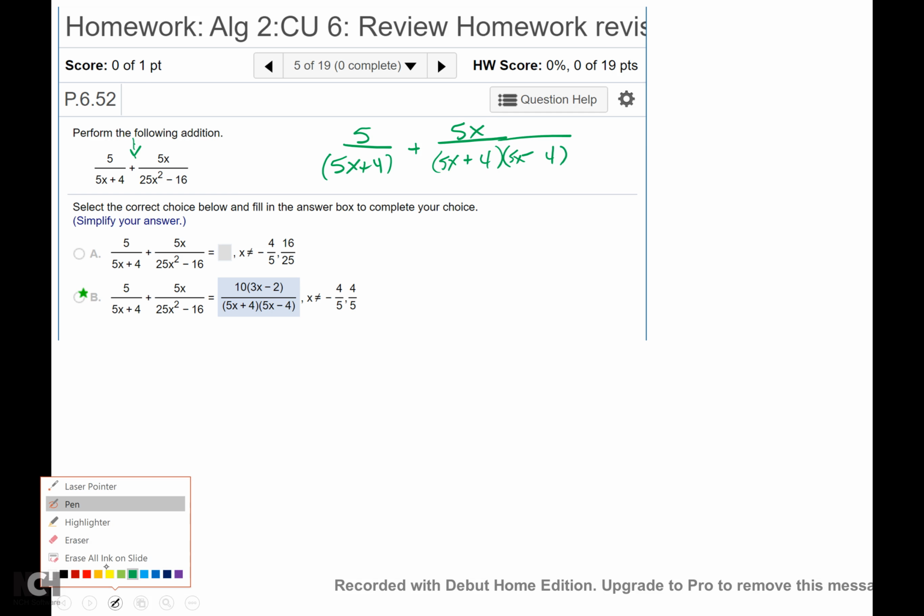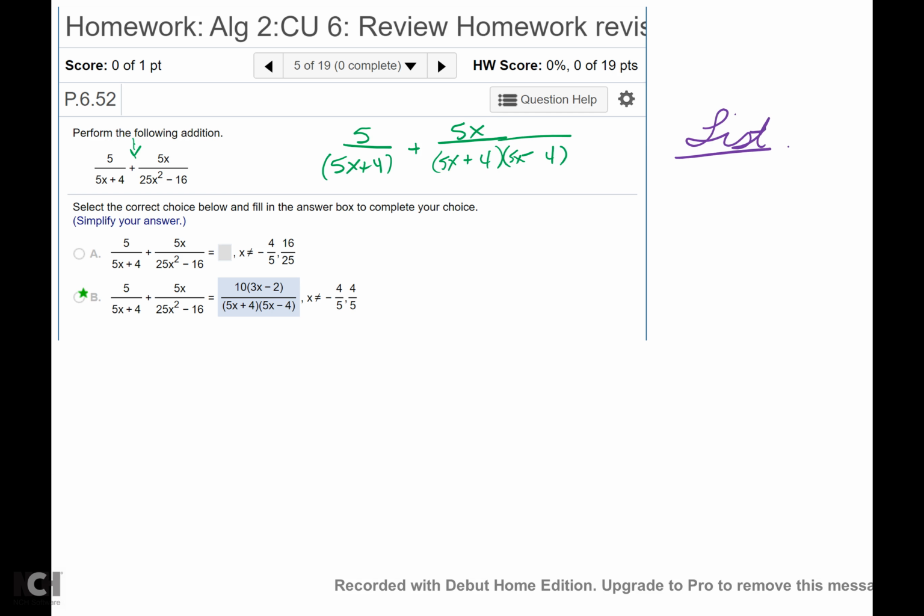So, Barugula, when you're adding and subtracting, you're not making a kill list, you're just making a list of what everybody wants in their denominator. And Barugula says, Daddy, I want a 5x plus 4. Daddy, I want another 5x plus 4. No, you already have one. Daddy, I want a 5x minus 4. So he gives Barugula her denominator, 5x plus 4 times 5x minus 4.